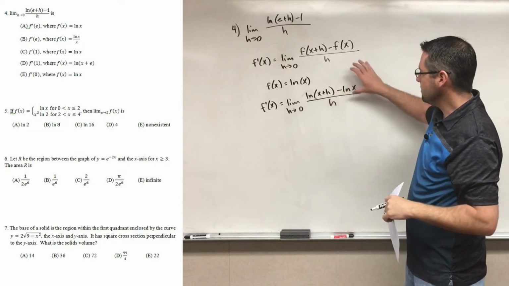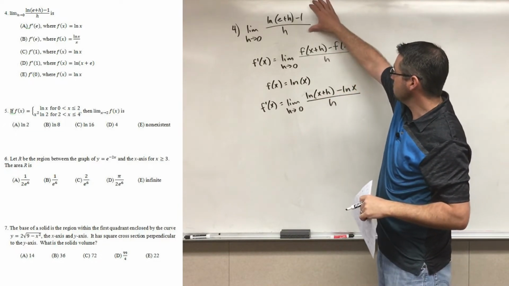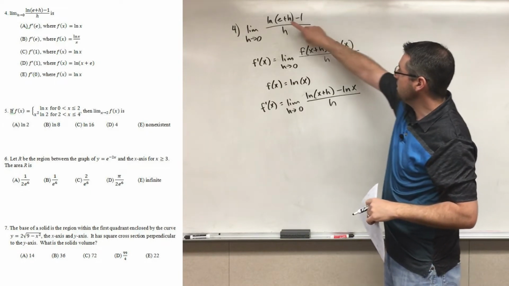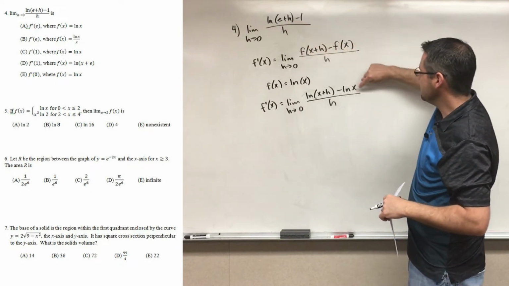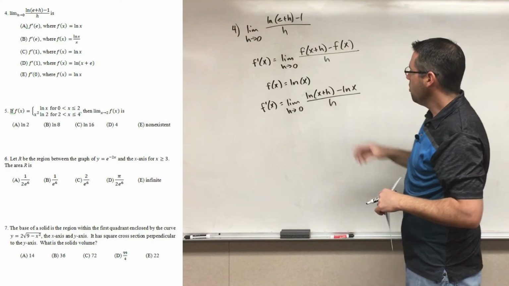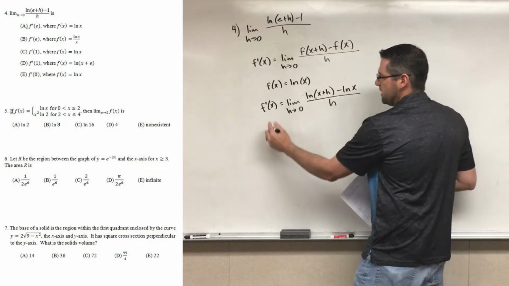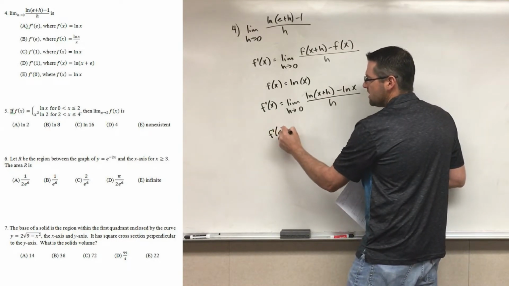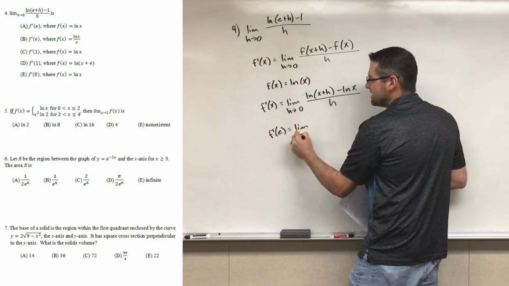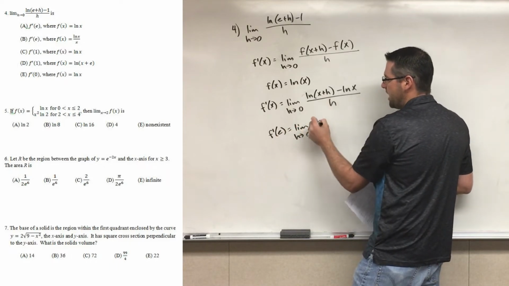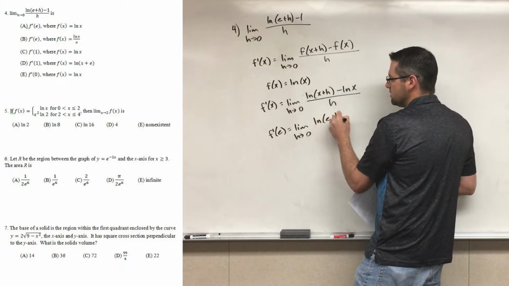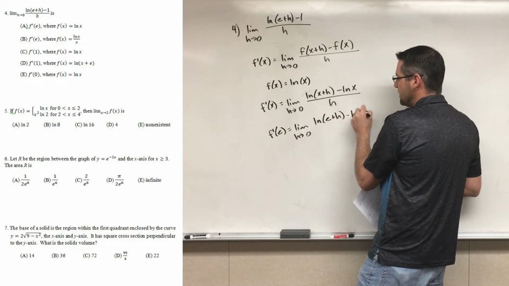And so we can see that this is pretty close to this. The only difference now is that x is e and this natural log of x is 1. Well, if x is e, that means we're finding f prime of e. So if we test that, we plug in e to x, we get natural log of e plus h minus natural log of e, all over h.